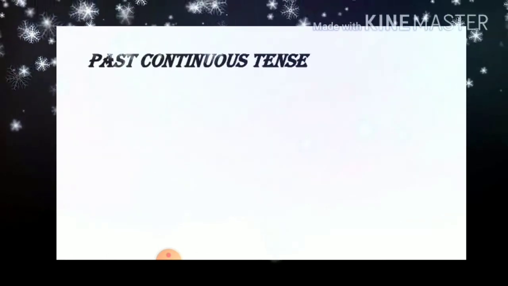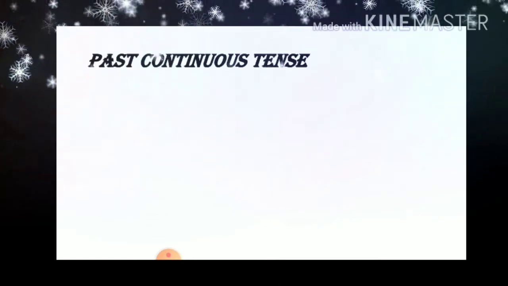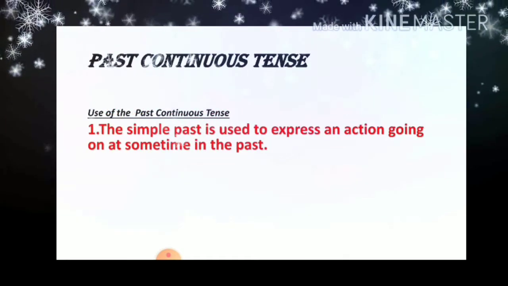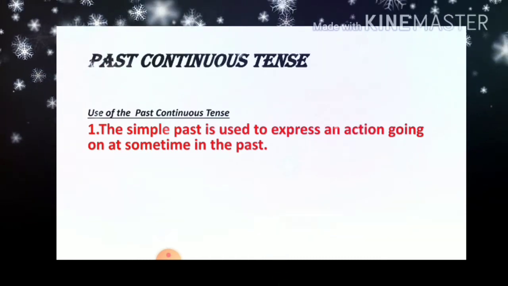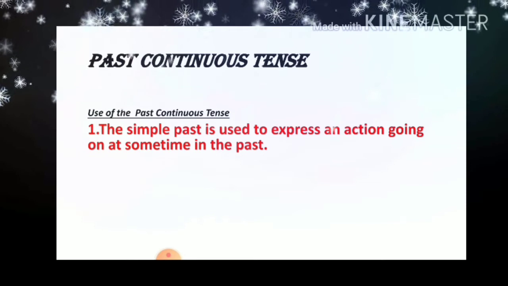Okay, the next part of this chapter is the use of this tense. Let's start with the use of the past continuous tense. Firstly, the simple rule is here: the past continuous tense is used to express an action going on at some time in the past.